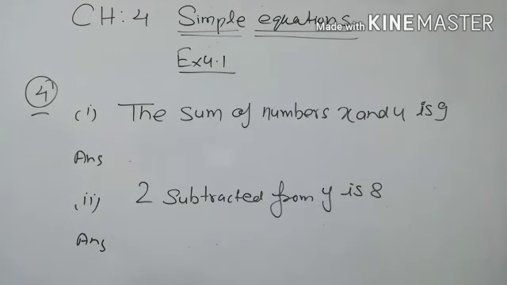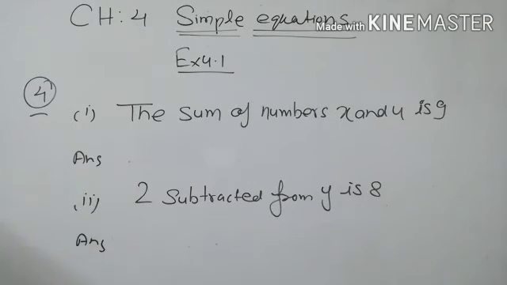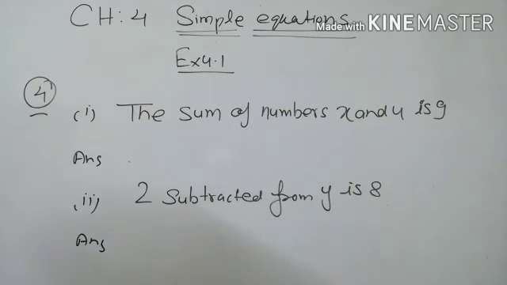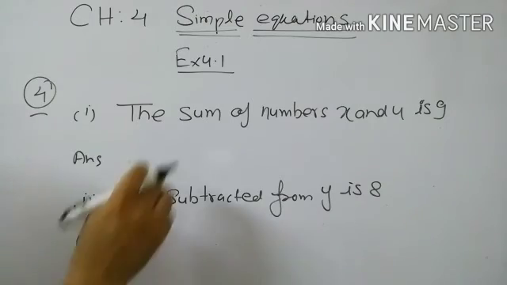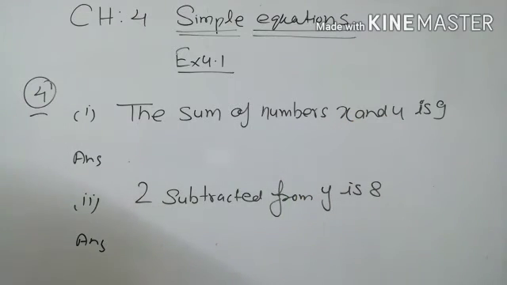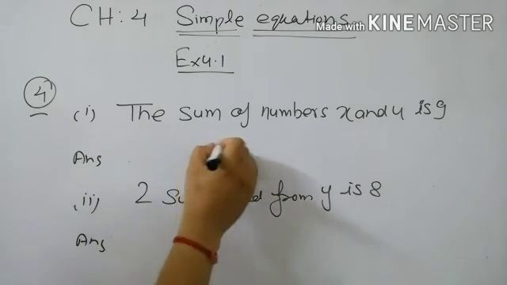Now in question number 4, write equations for the following statements. There are some statements and you have to write the equation for these statements. So tell me, what is the equation for this? The sum of number x and 4 is 9. What do you mean by sum? Sum means plus of numbers. It means we add x and 4 and get 9. So sum means plus.